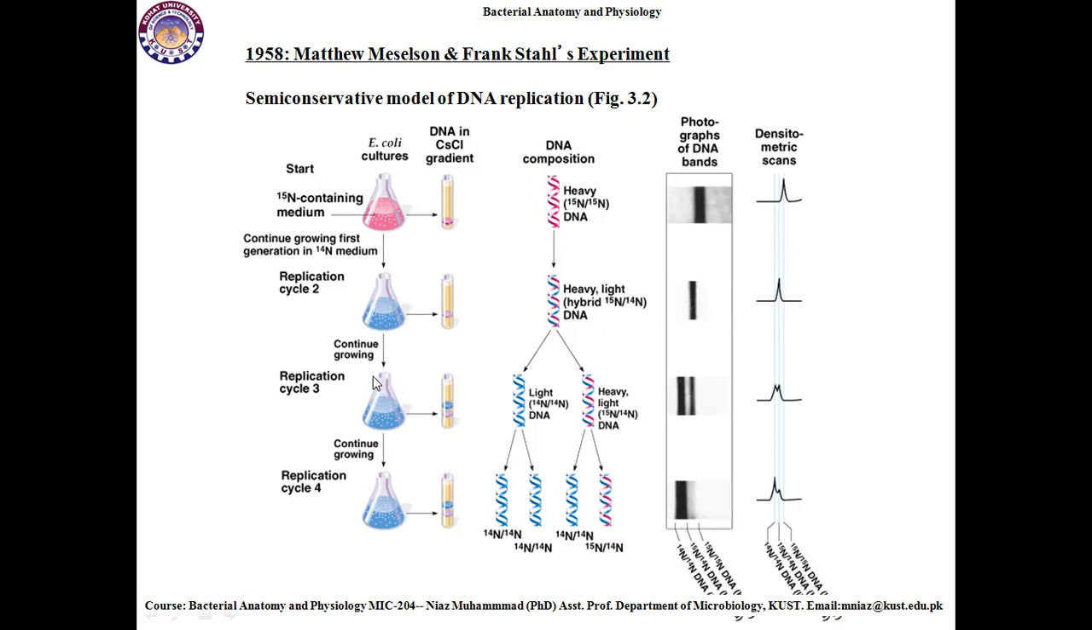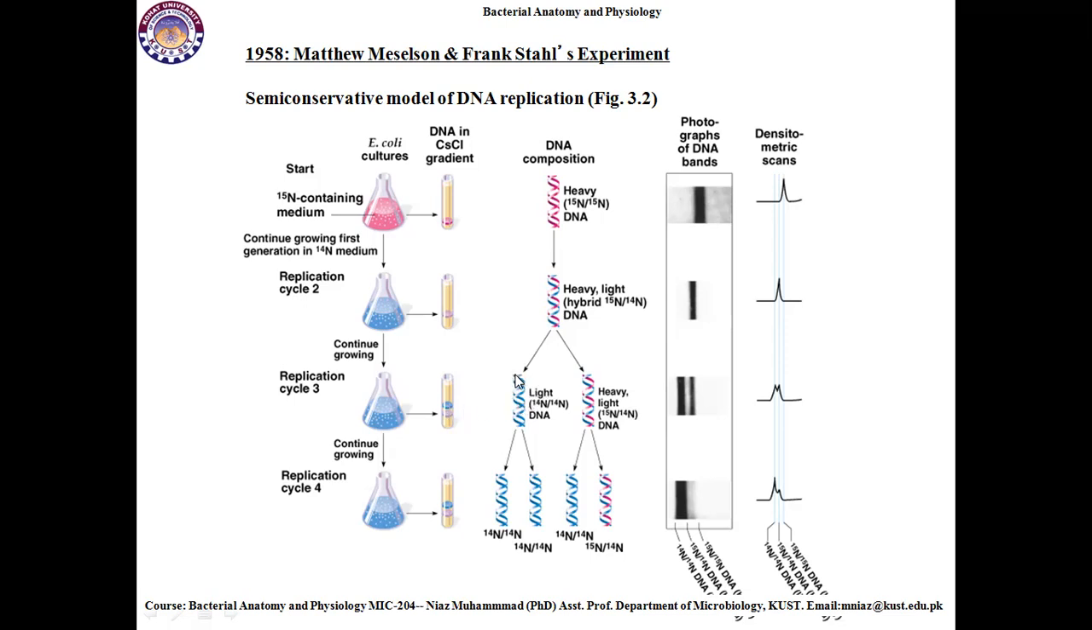When this was grown in replication cycle 3, it was grown again in N14. And after growth, DNA was extracted from here and centrifuged. Both N14 and N15 were separated. So what happened in this stage?